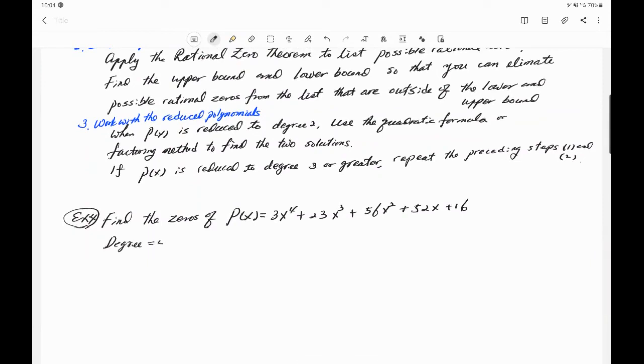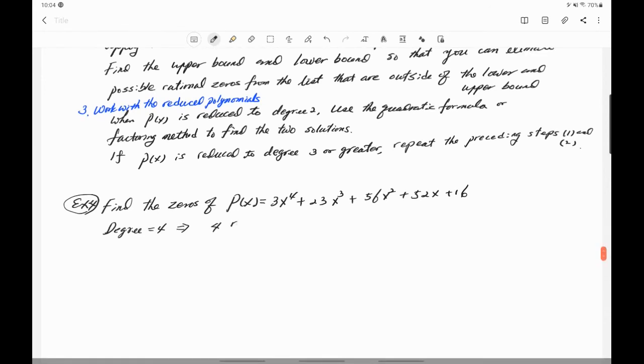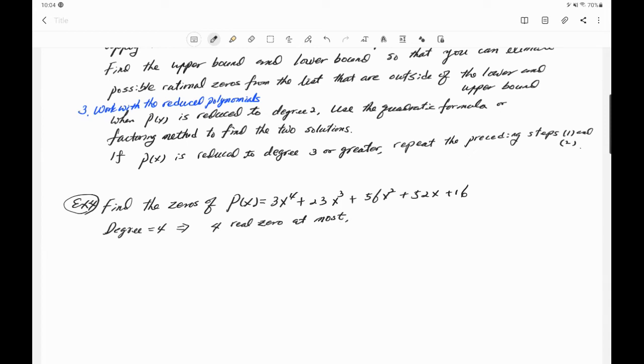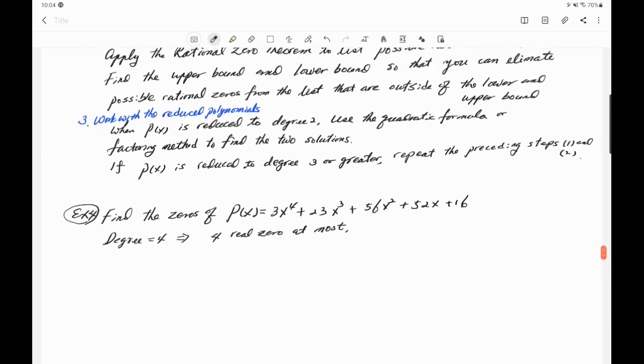The degree of the polynomial is 4, right? So this implies that there are 4 real zeros at most. At most. So we may have 4, 2, or 0.